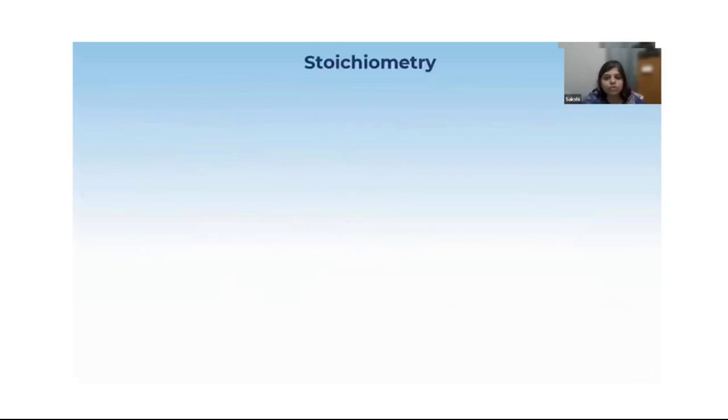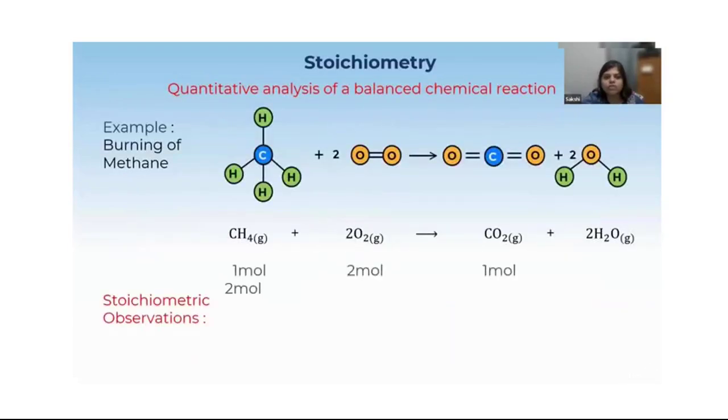Let us move to stoichiometric calculations. Now, what are stoichiometric calculations? For example, the burning of methane. Okay, so methane is a common greenhouse gas. So we burn methane with oxygen, and we get carbon dioxide and water. So combustion of any hydrocarbon would always give you carbon dioxide and water. So first we write down the balanced equation. Okay, let us check if the equation is balanced.